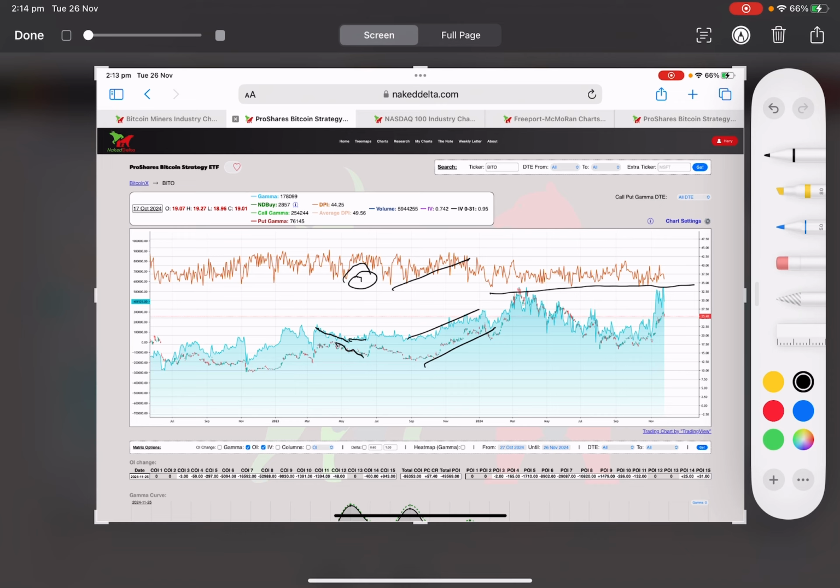And then on the odd occasion, it's probably hard to see here, but this is probably a little bit of distribution where we've got price dropping, gamma dropping, and DPI going up.